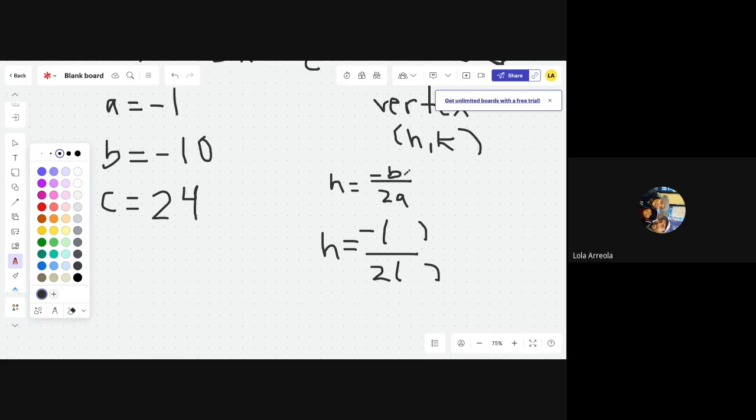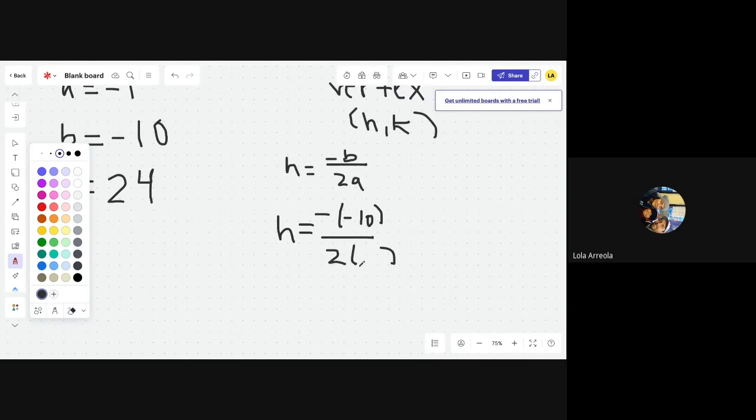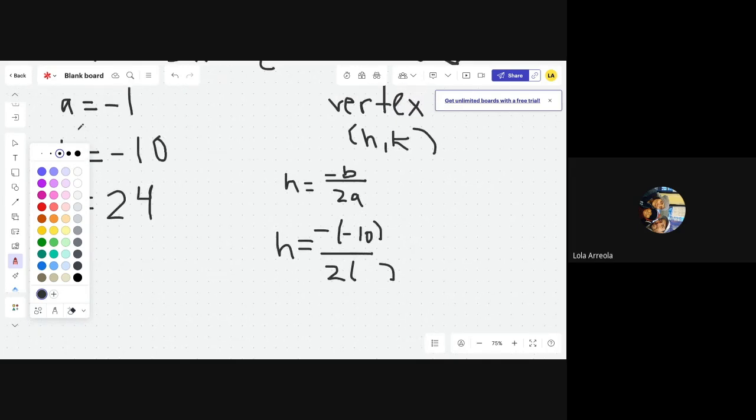So what is B? My B value is -10. This is why I highly recommend you put parentheses around it, because it's very easy to mess this up. It's a minus times a -10. And 2, I'm plugging in A, which is equal to -1.